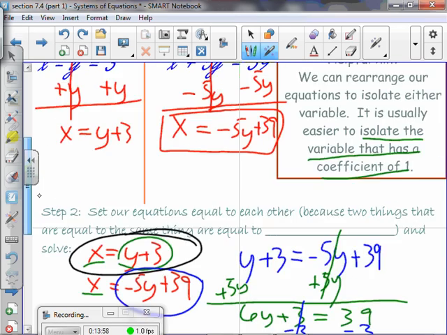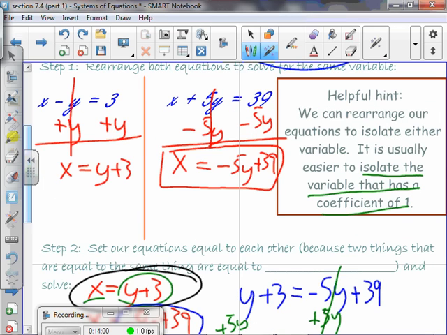In this case, we chose x because remember, x here had a coefficient of 1. x here had a coefficient of 1, and so I knew it would be a little bit easier to get that by itself. I could have gotten y by itself instead, but I would have had an extra step each time. Okay, let's try one more.